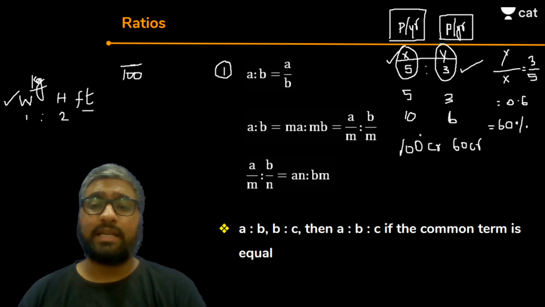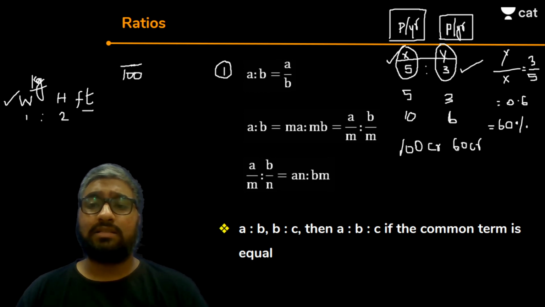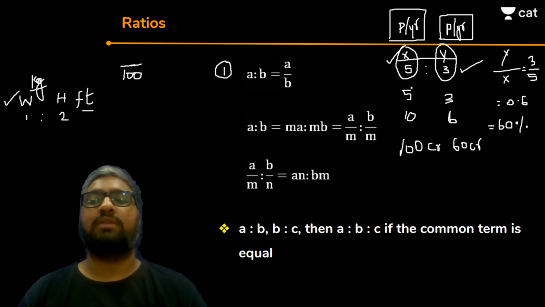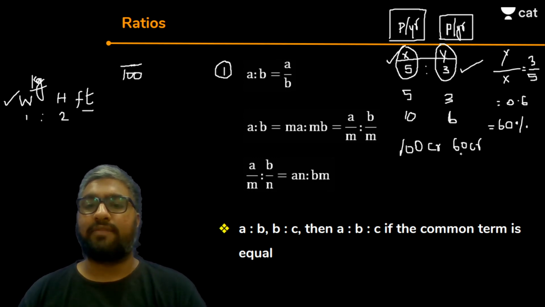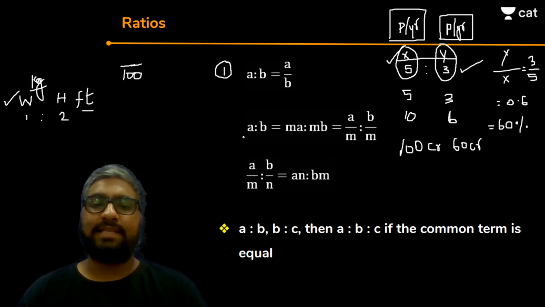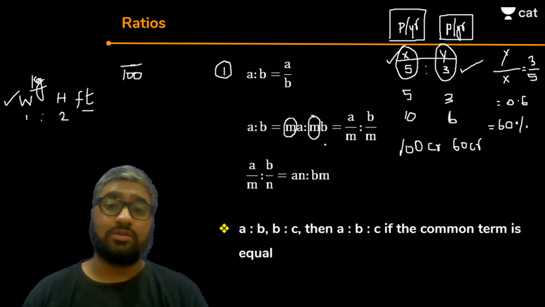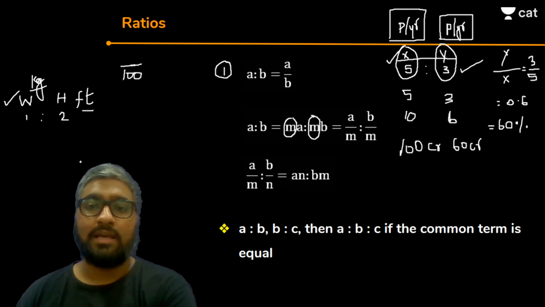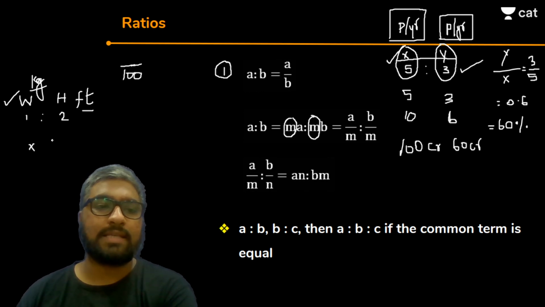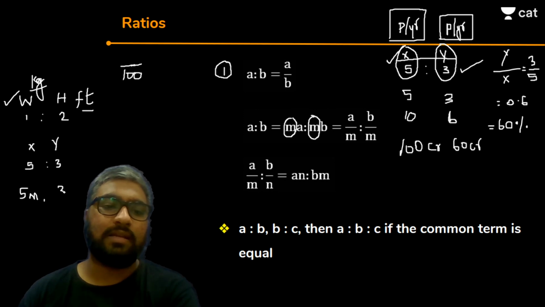But ultimately, if I were to divide these two, say 100 crores and 60 crores, the least numbers I would be left with would be 5 is to 3. These are the smallest factors, after cancelling out. So if I say A is to B is the ratio, that is the same as any common term multiplied to it, M into A, M into B. So when I say the profits of company X and company Y are 5 is to 3, this basically means that their profits are 5M and 3M.